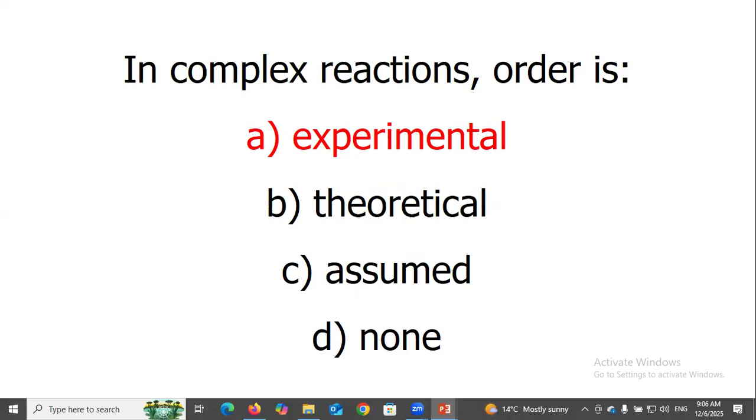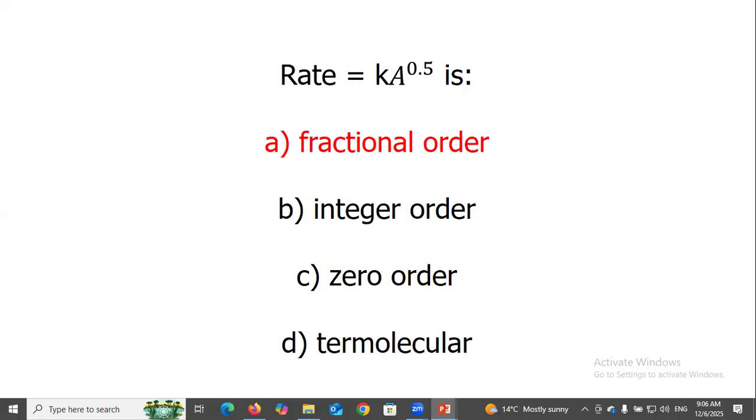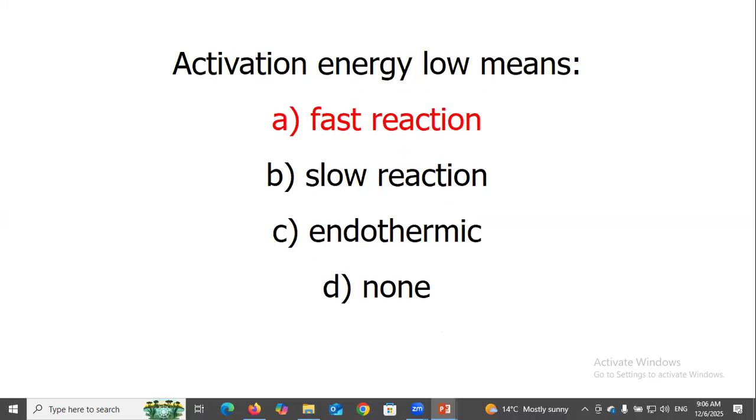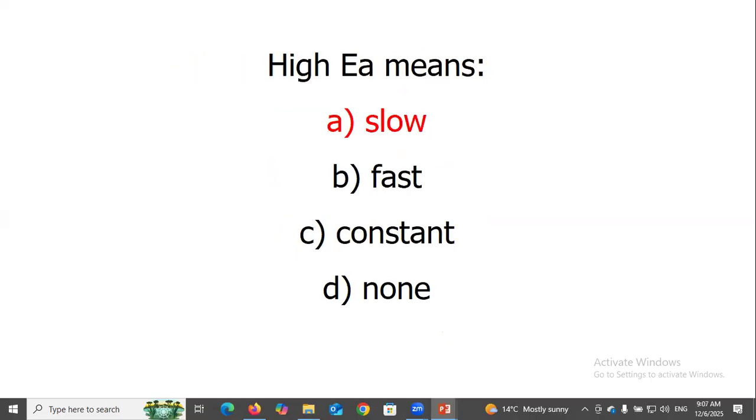In a complex reaction, order is experimental, theoretical, assumed, none. Correct option is option A, experimental. Rate K A to the power 0.5 is fractional order, integer order, zero order, molecule. Correct option is option A, fractional order. Photochemical reaction needs light, catalyst, inhibitor, none. Correct option is option A, light. Activation energy low means fast reaction, slow reaction, endothermic, none. Correct option is option A, fast reaction. High activation energy means slow, fast, constant, none.